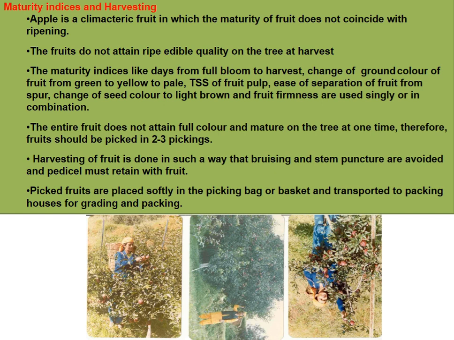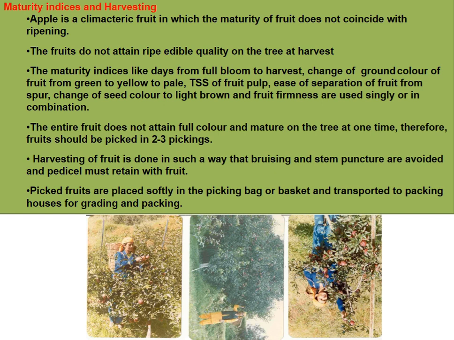Maturity indices and harvesting. Apple is a climacteric fruit in which the maturity of the fruit does not coincide with ripening. The fruits do not attain ripe edible quality on the tree at harvest. The maturity indices like days from full bloom to harvest, change of the ground color of the fruit from green to yellow to pale, TSS of the fruit pulp, ease of separation of the fruit from the spur, change of the seed color to light brown, and the fruit firmness are used singly or in combination.